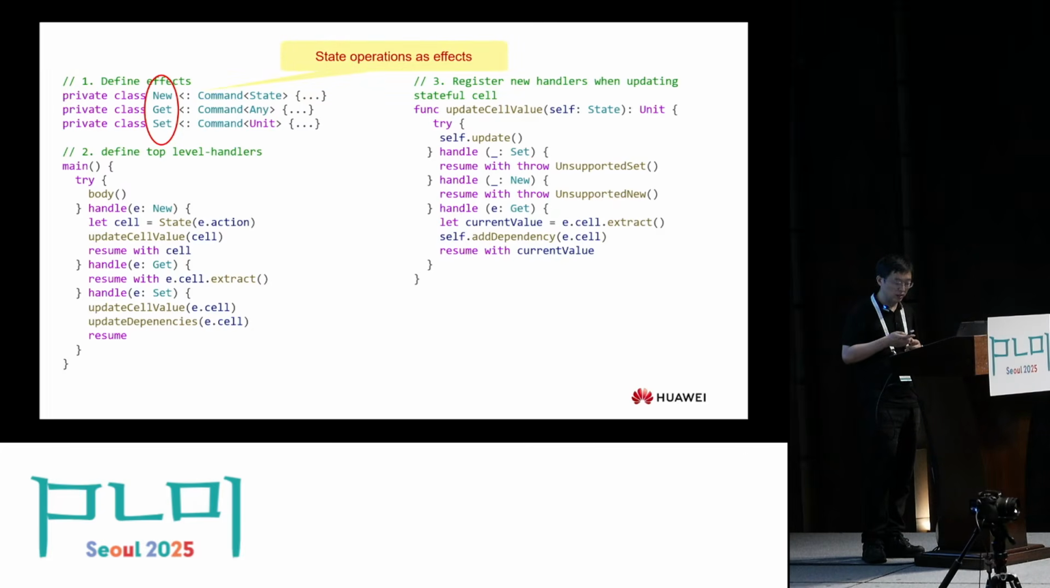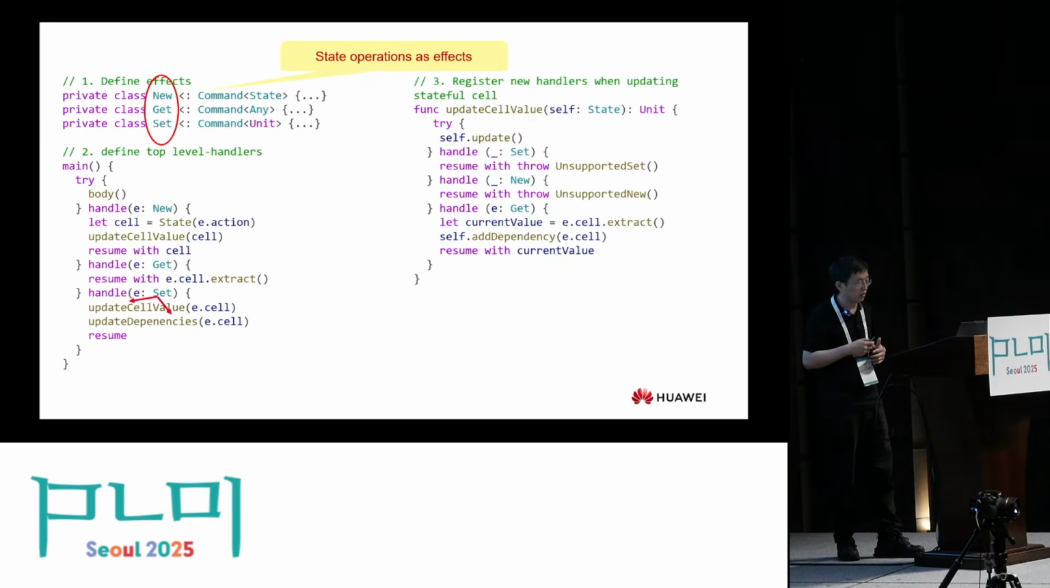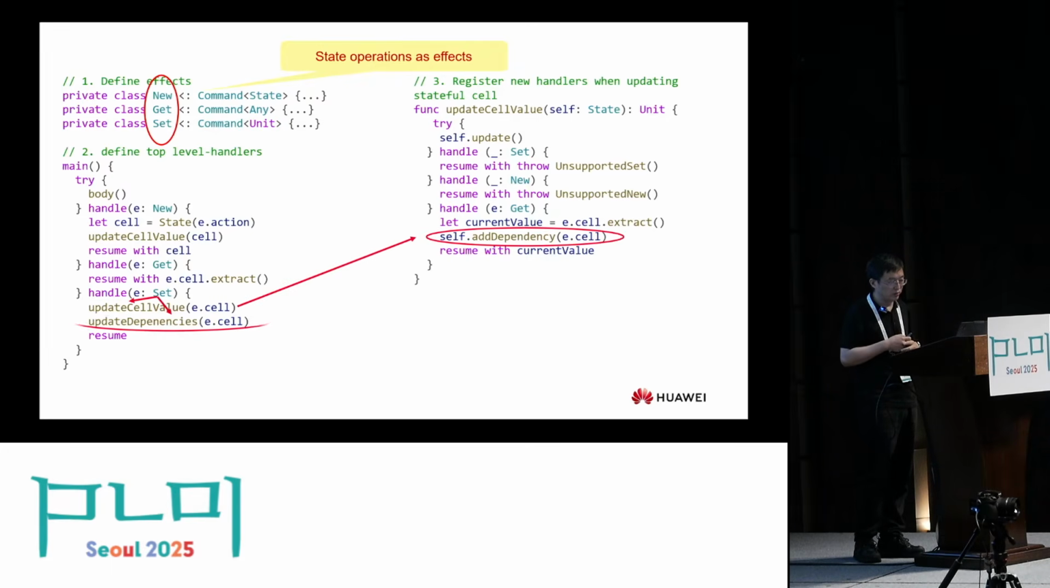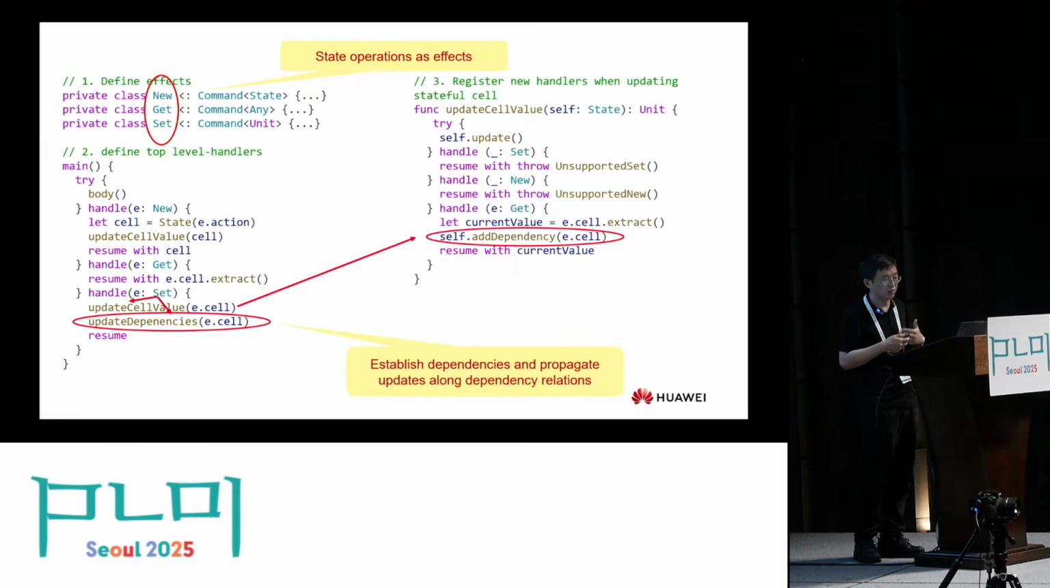And then in this try block, we may access the states. And in the handlers, what we do is actually checking the dependency relation. And also we propagate these state updates along these dependency relations to implement this reactive programming.